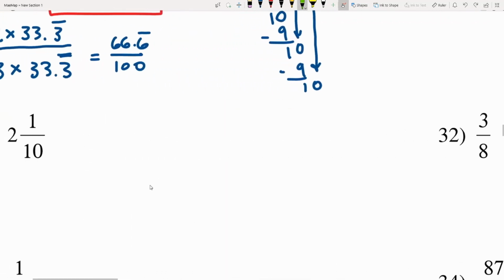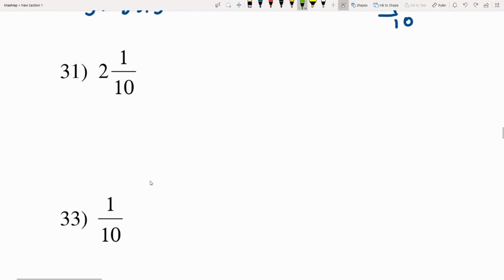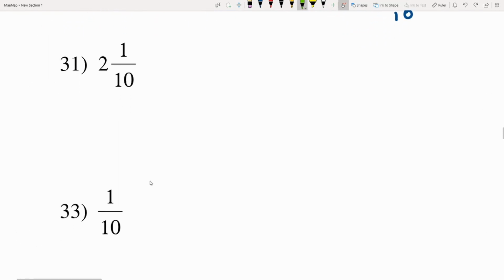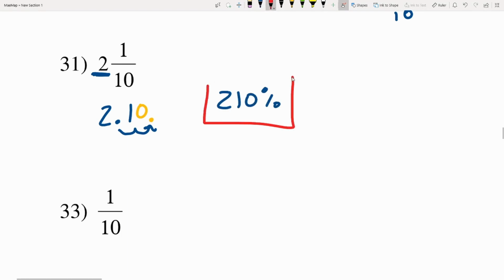So in number 31, we have 2 and 1/10. So here they're mixing this up just a bit by giving us a mixed number. But think about it, if we have 2 wholes and then 1/10, that's 2.1. Moving that decimal place twice and filling in that 0, this will be 210%.